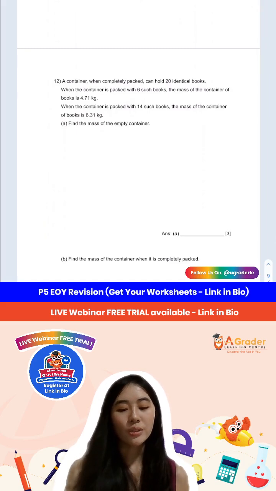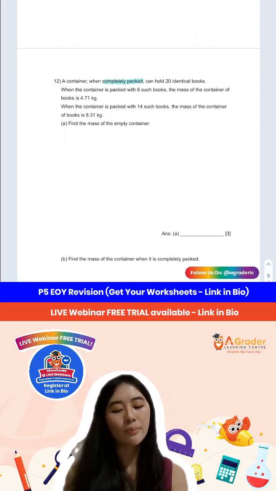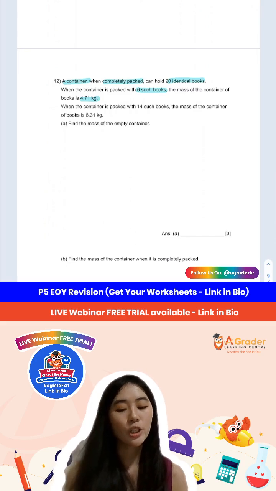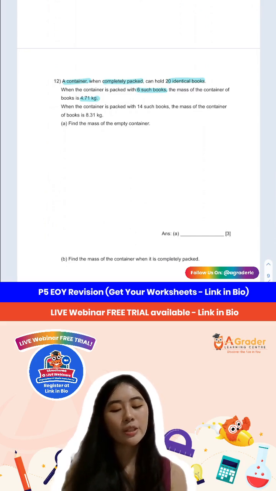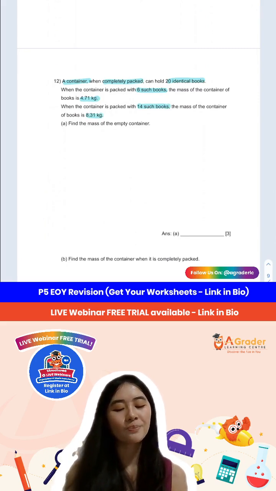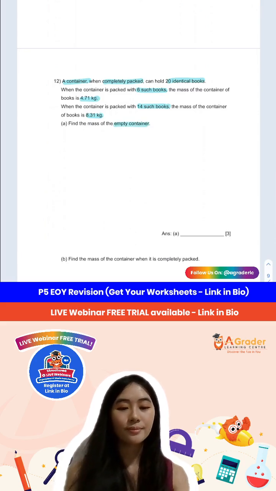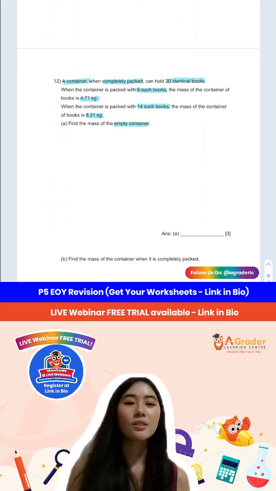Yeah, next question. A container, when completely packed, can hold 20 identical books. When the container is packed with 6 books, the mass of the container of books is 4.71 kg. And when the container is packed with 14 books, the mass is 8.31 kg. Find the mass of the empty container first. Answers in the chat box, please.